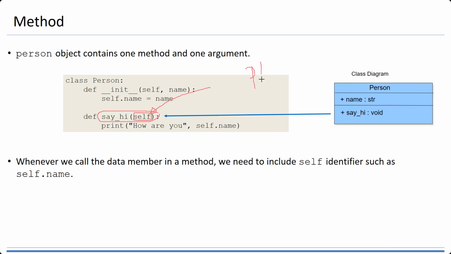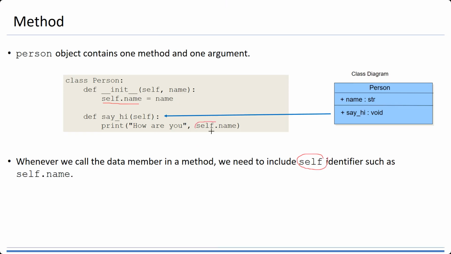When you call P1, it will check what is the memory address of P1, and then it will check what is the name of P1. If you call P2.say hi, then it will check what is the self of P2, and then it will check the name of P2 based on the self memory address. So whenever we call the data member in the method, we need to include the self identifier.